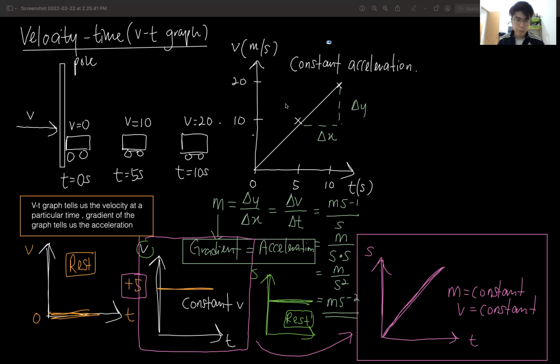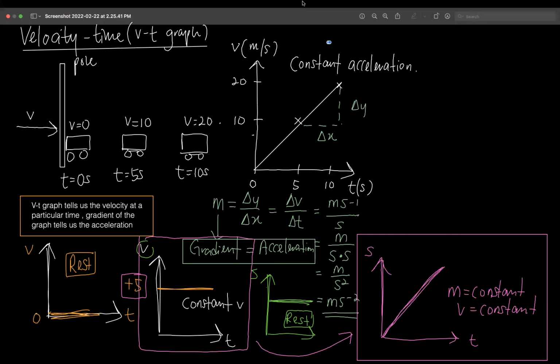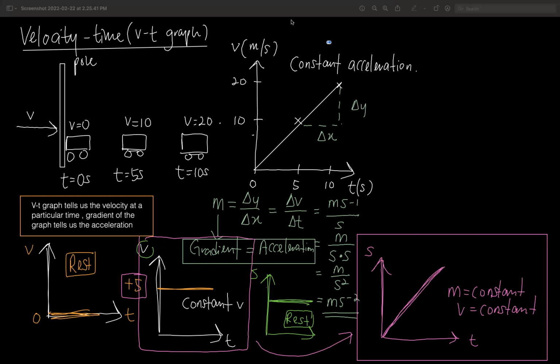Right. So what else? We have another type of graph. The curving one. Okay, let me get some space. I clear this one. If you want to take down, you can take down now.